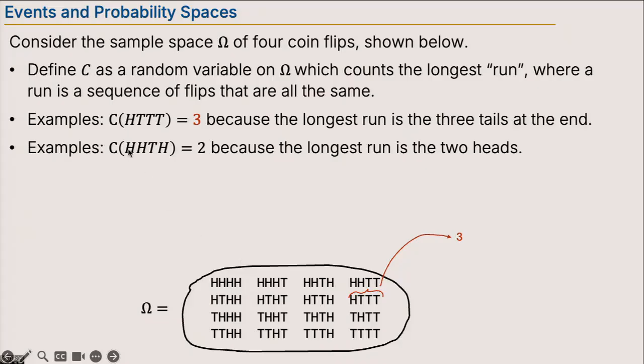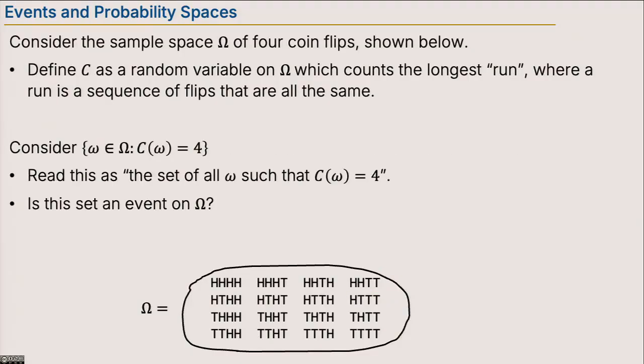This one right here, heads, heads, tails, heads, gives me back 2. And so this function will take each of these 16 different possible flips, and it'll give you back some number, which is somewhere between 1 and 4. Okay? So this random variable just takes each of these items and spreads them out. So let's consider the following. I'm going to be very careful about talking through this. Let's consider this set. What is this set?